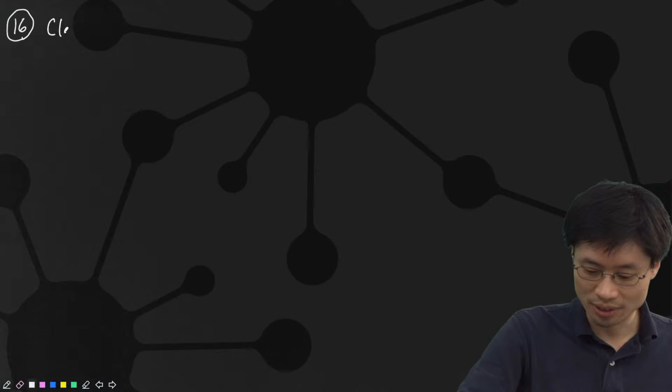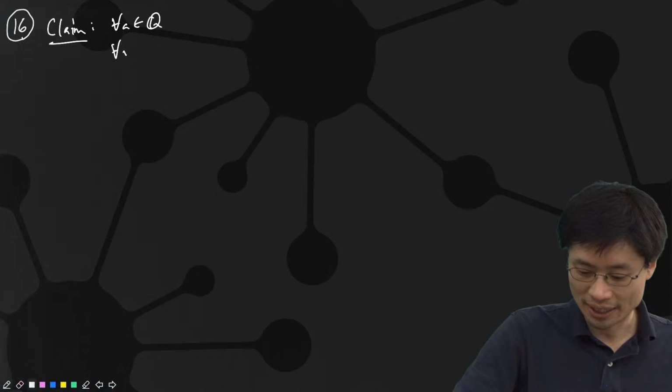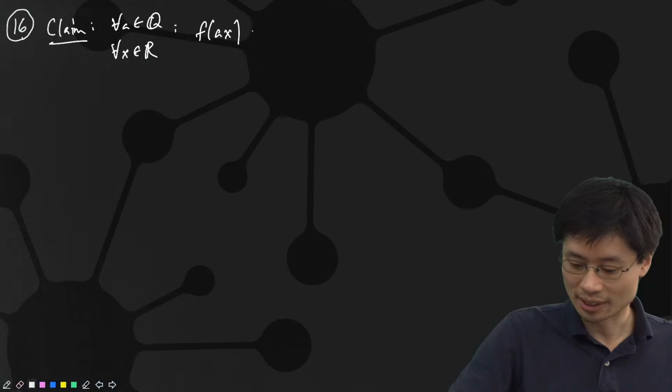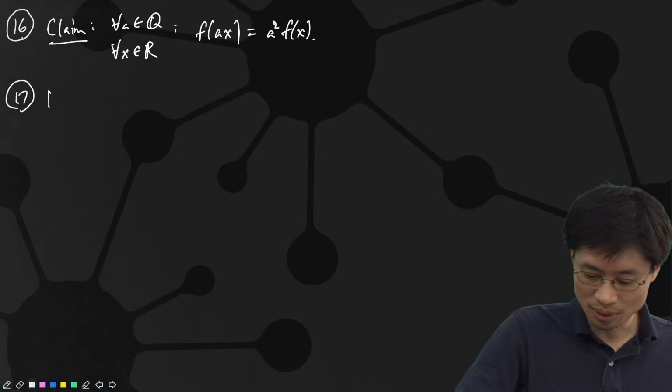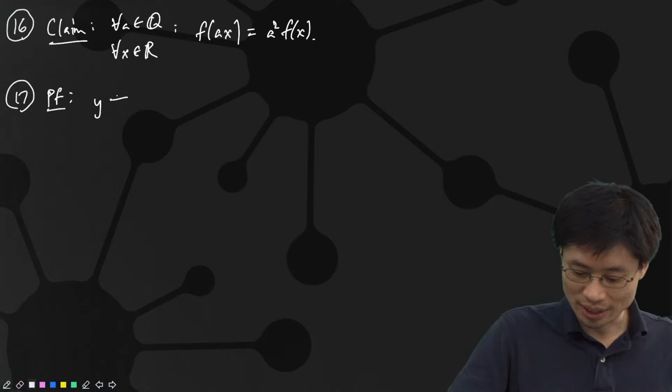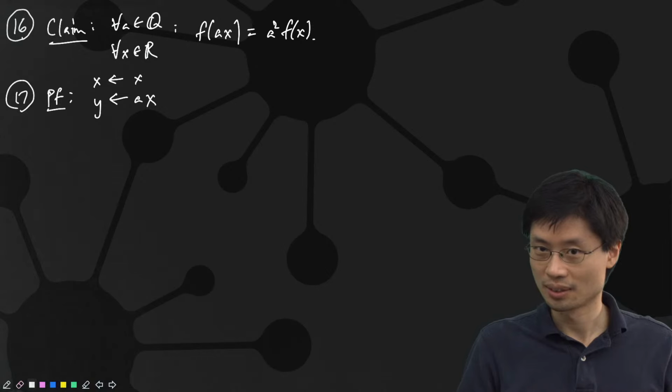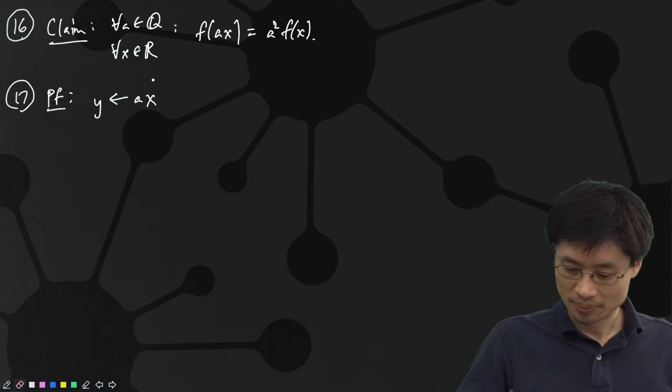Okay, let me write your claim again. So now your claim is, for any a which is any rational number, and for any x which is any real number, you want to get that f of ax is equal to a squared f of x, okay? And let me start your proof. Your proof was, what do you want to substitute? Y equals ax. So for the y, you get ax, and how about the x? Oh, just x is x. Is that what you want? I'm taking f of ax equals a squared f of x, substituting y in for ax in there.